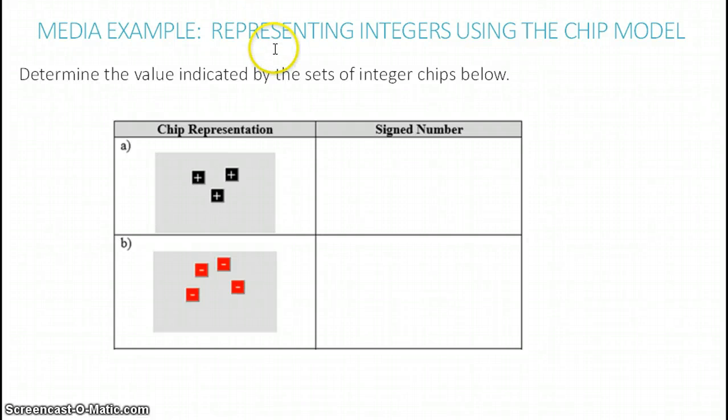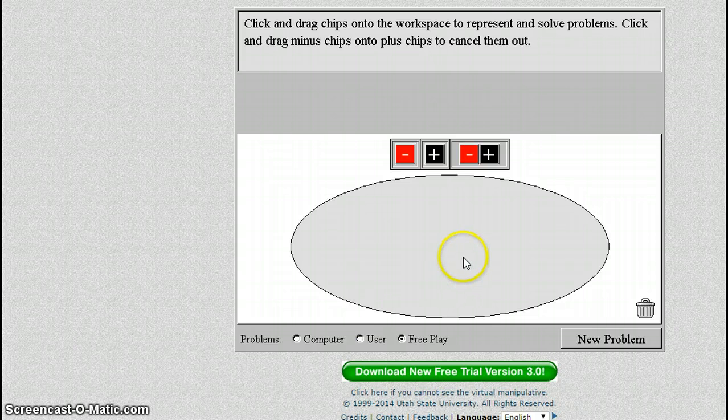In this example, we're going to represent integers using the chip model. Determine the value indicated by the sets of integer chips below. So we're given a chip representation, and we're asked to write the corresponding signed number. Let's start by going to the NLVM site and see what these chips represent.